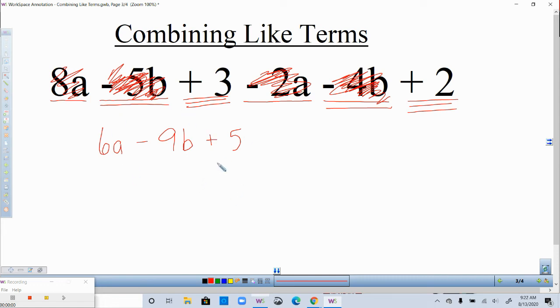We've cleaned. That's all combining like terms is, cleaning up. I put all the A's together, I put all the B's together, and I put all the numbers that don't have a letter together. I've cleaned. All right, Mom, I'm going to go play now. Okay, so that's combining like terms.